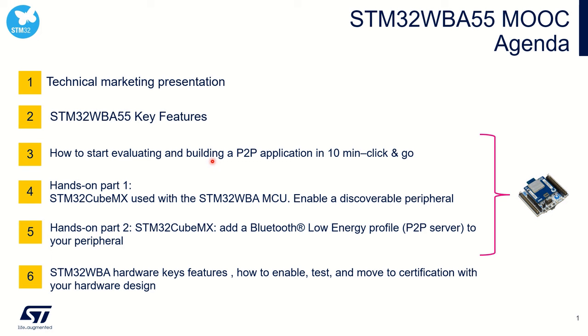it through steps. The first one will be a basic click and go, starting from an existing code example and building a basic P2P server application. Then we'll move to hands-on parts 1 and 2, where we will first build a peripheral, which is a discoverable device, and then add on top a basic Bluetooth low energy profile P2P server in order to be connectable with a smartphone, and then we'll be able to play and exchange data between the two devices.